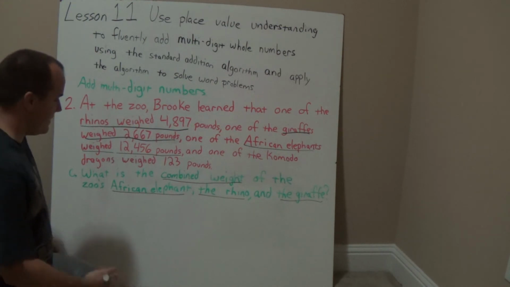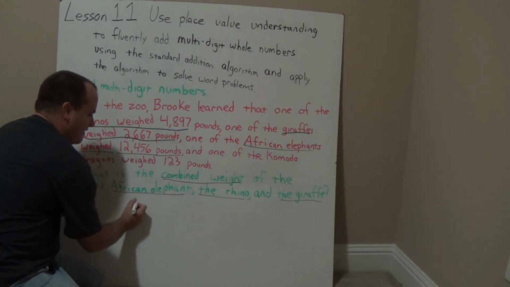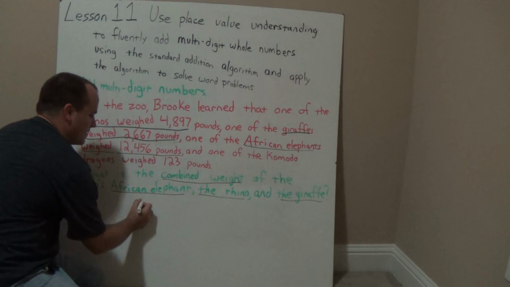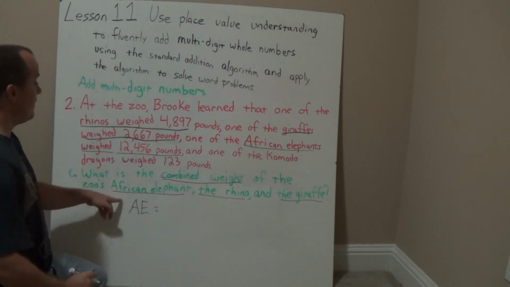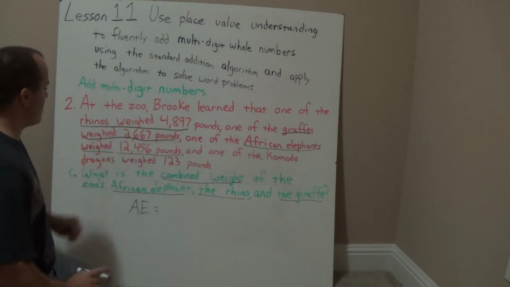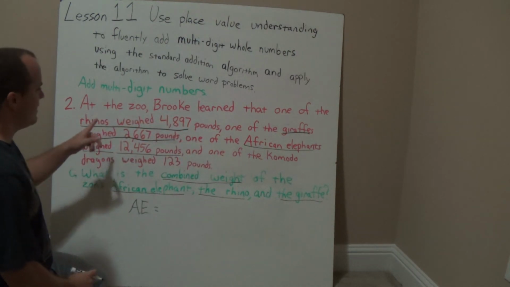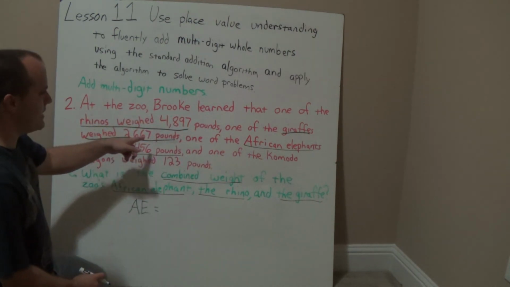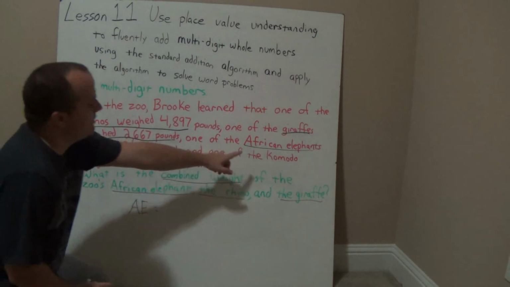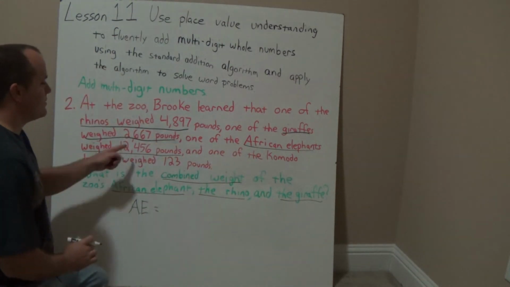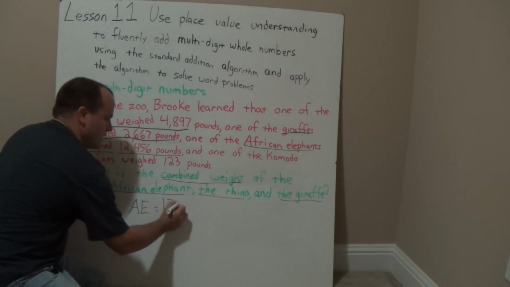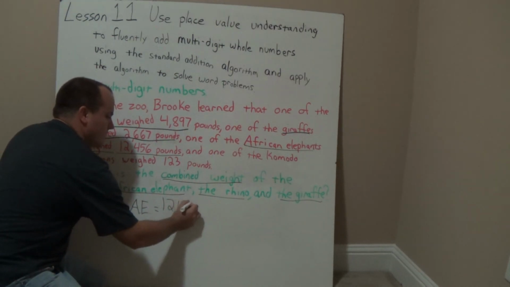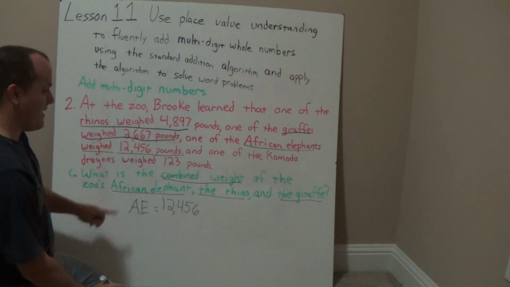Just like in A and B, first thing I'm looking for is my African elephant. That's the first letter. The first words that'll combine the weight of. African elephant. Let me go back in my problem and find my African elephant. At the zoo, Brooklyn learned that one of the rhinos weighed, the giraffe weighed. The African elephant weighed 12,456 pounds. I'm going to write down 12,456. That's my African elephant.